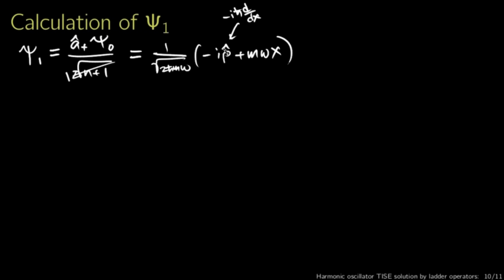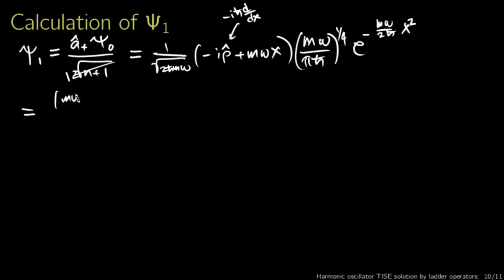That's all acting on psi sub 0, and we know psi sub 0, given in normalized form, (m omega over pi h bar) to the 1/4 power times e to the minus m omega over 2 h bar x squared. We just have to evaluate this, taking derivatives of this exponential and multiplying it by x. So let's continue with that. Moving our normalization constant out front, (m omega over pi h bar) to the 1/4 power over this square root factor, 2 h bar m omega.